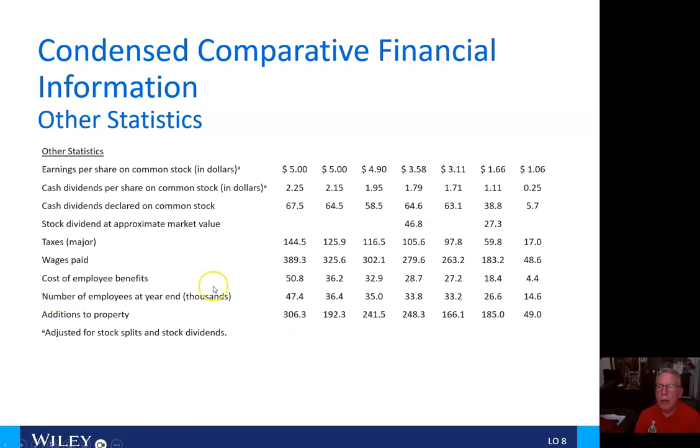So here, if we look at other statistics, we have earnings per share on common stock, a very common metric used in valuing stock. Our cash dividends per share on common stock, cash dividends declared on common stock. In some cases, we have stock dividends, and taxes, wages, cost of benefits, number of employees, and additions to property, which has been quite significant here. And that's adjusted for stock splits and stock dividends, as we described in the prior chapters.